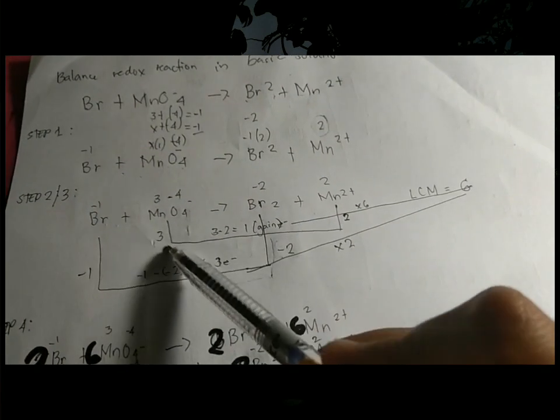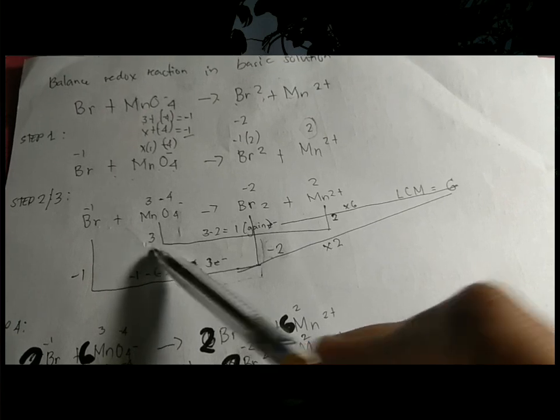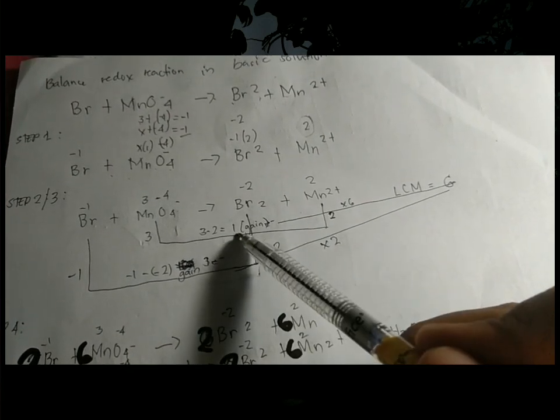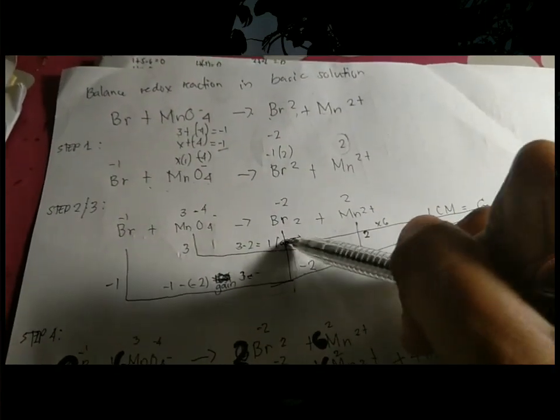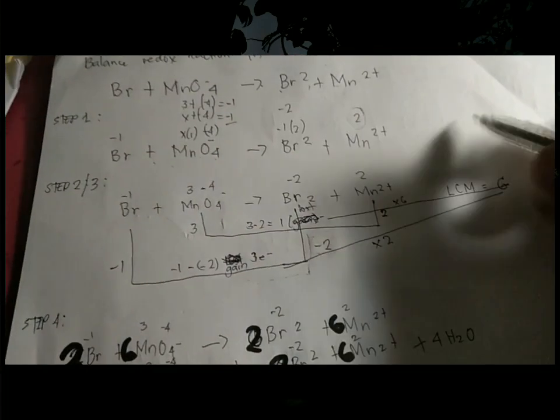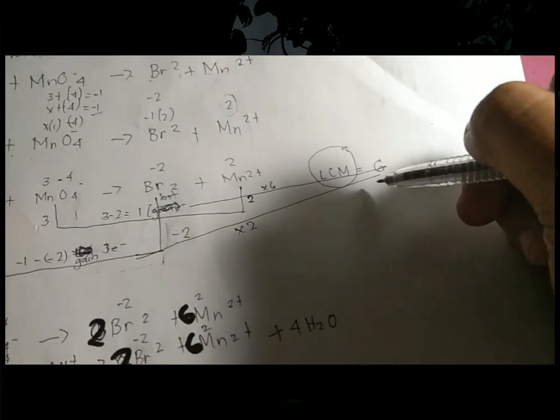So in manganese, we have here 3 and we have here 2. So 3 minus 2 is equal to 1. So there, they lost this 1 electron. So after that, we're going to find the LCM. So the LCM here is 6.